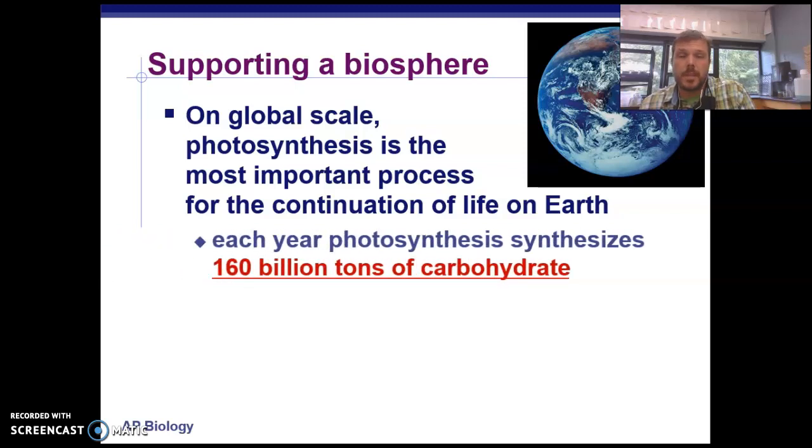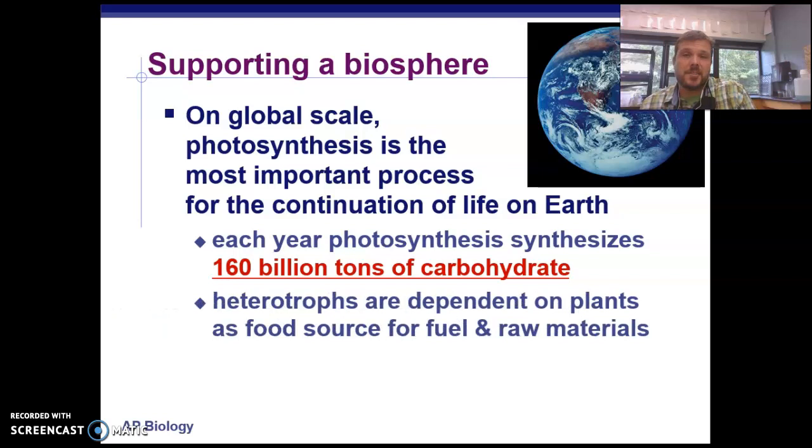So some fun facts here. Each year, photosynthesis synthesizes 160 billion tons of carbohydrate. That's a billion with a B. That's a lot of carbohydrates. And as we know from the first presentation, heterotrophs are dependent on plants as a food source for fuel and raw materials. We can't do it without them.